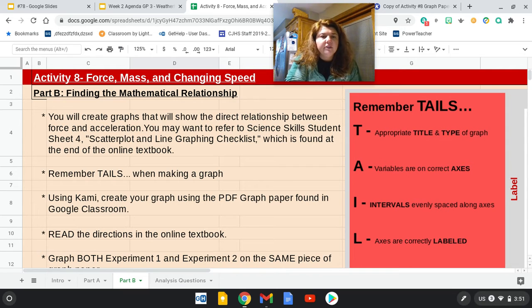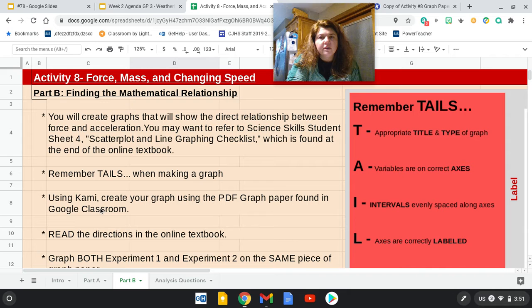Another thing I use though is I remember the word TAILS when making a graph, because each letter stands for something. As I go through, I'm going to follow TAILS. You can follow that way, or you can look up the line graphing checklist. Either way is fine. We're going to be using Kami to create our graph.